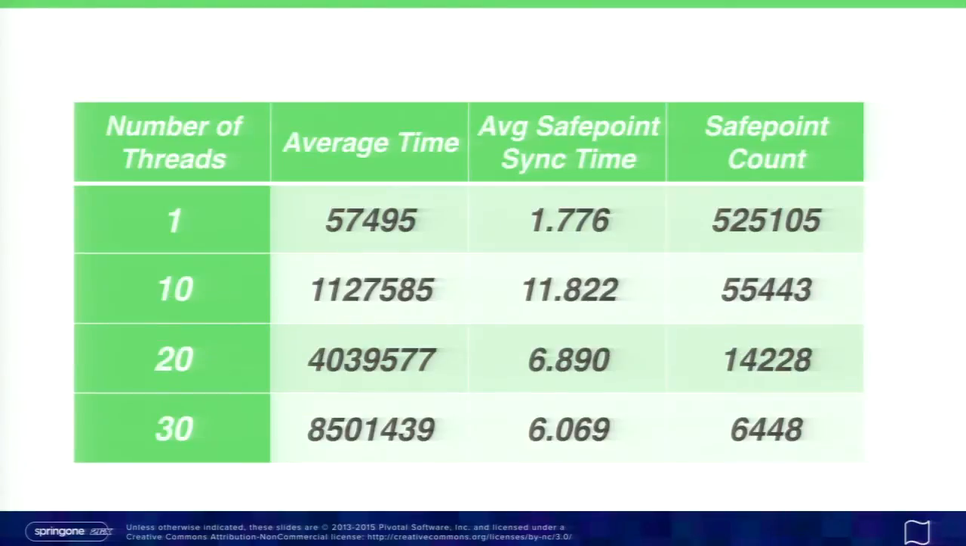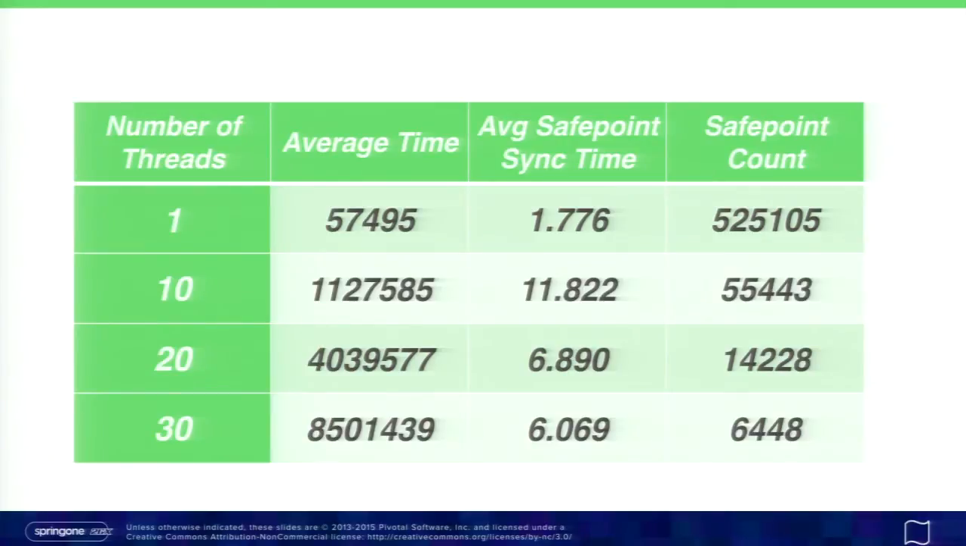So I ran this test. I ran it with 1 thread, 10 threads, 20 threads, and 30 threads. And I see that the average time of my benchmark goes way up as I increase the number of threads. This is something I expect. As I'm increasing the number of threads, that's more threads that have to get to this Safepoint. So I expect my time to go up.